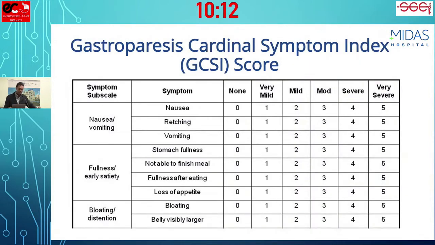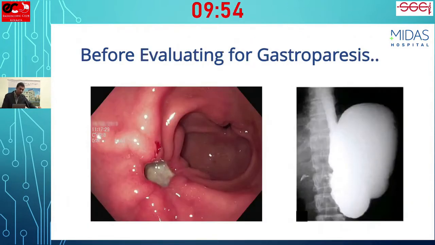Gastroparesis Cardinal Symptom Index score. It's good to be familiar with this score because this is used in research studies, and as we are evaluating the data, this is what it's comprised of. It looks at 9 different variables scored from 0 to 5, and a composite score is formed. Now remember, before evaluating for gastroparesis, it's very important that you ensure there's no structural abnormality, because that's a functional problem. Just like achalasia, you want to do an endoscopy before, making sure there's no cancer causing the obstruction.